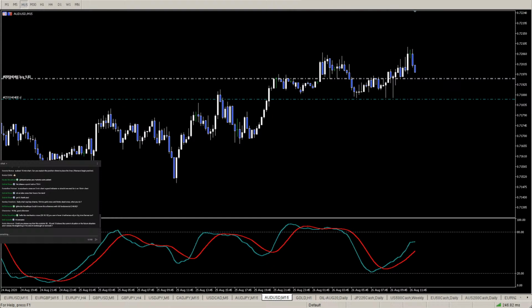Roy says, do you combine Bollinger Bands with Stochastic Gold Cross? Yes, I do. In this case, I don't take Bollinger Bands because it's been expanding and there's no squeeze, there's no band walking, so I don't take the Bollinger Band in this chart.